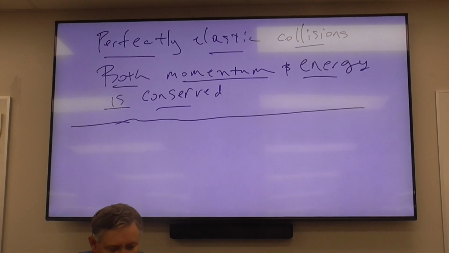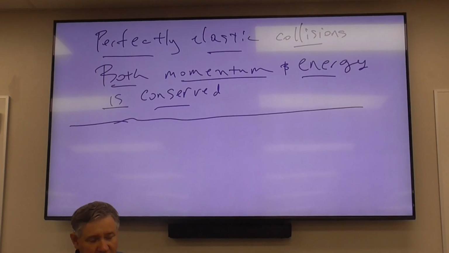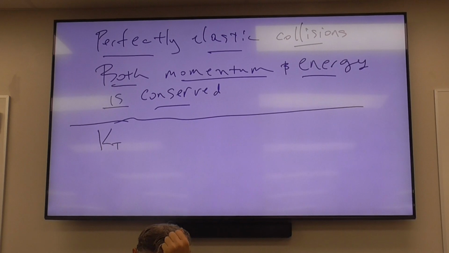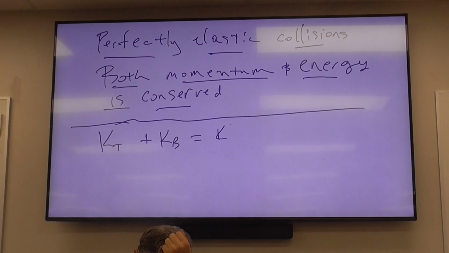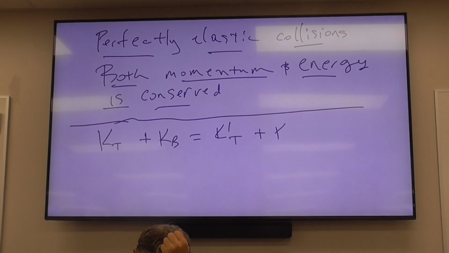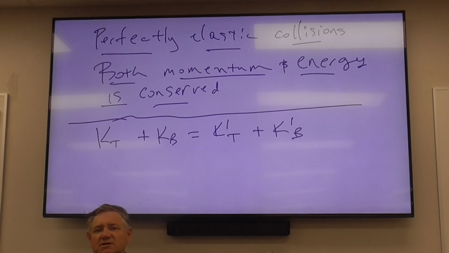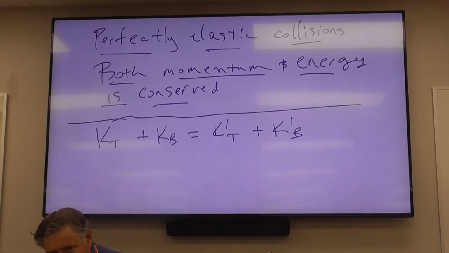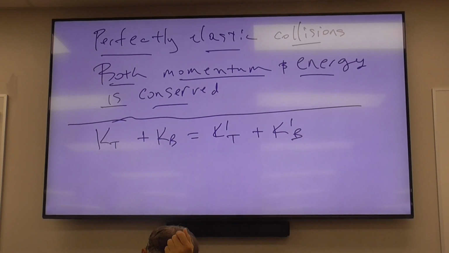Typically on these problems, you have what we call a target and a bullet. You have something moving, you have something at rest. So you start off with the kinetic energy of the target plus the kinetic energy of the bullet equals the new kinetic energy of the target plus the new kinetic energy of the bullet. Old school way, just like we've always done before. The sum of the kinetic energies before has to equal the sum of the kinetic energies afterwards. That's it. Now, this gets a little bit complicated.